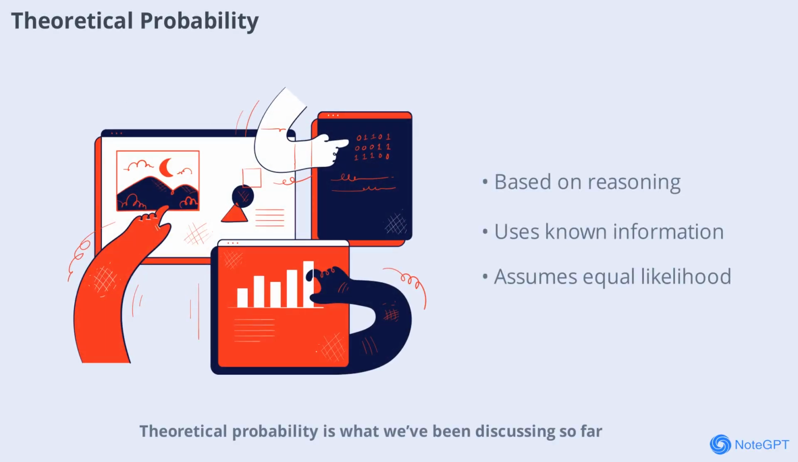Theoretical probability is what we've been discussing so far. It's based on reasoning and known information, not experiments. For example, the probability of rolling a 3 on a fair die is 1 divided by 6 because each outcome is equally likely. Theoretical probability is often used when all outcomes are known and equally likely, making calculations straightforward.